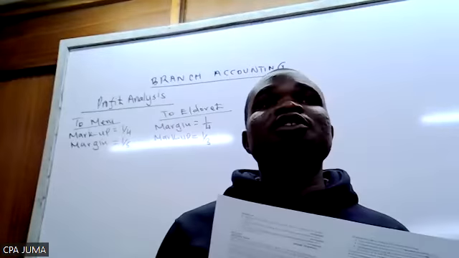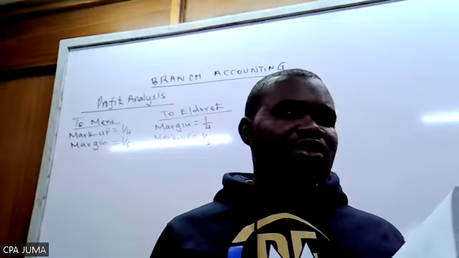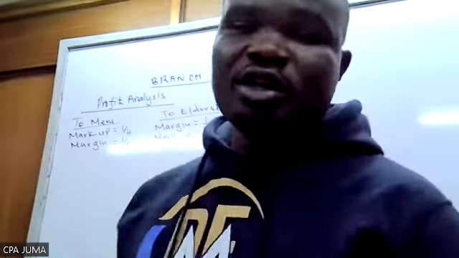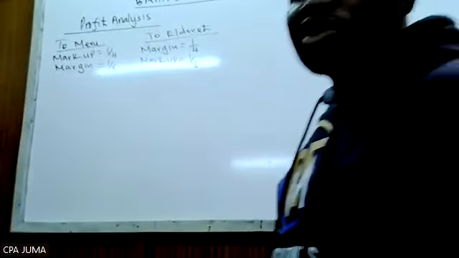Let's start with the branch inventory account. So we are doing it for each branch, both Meru and Eldoret. So right there, branch inventory account.